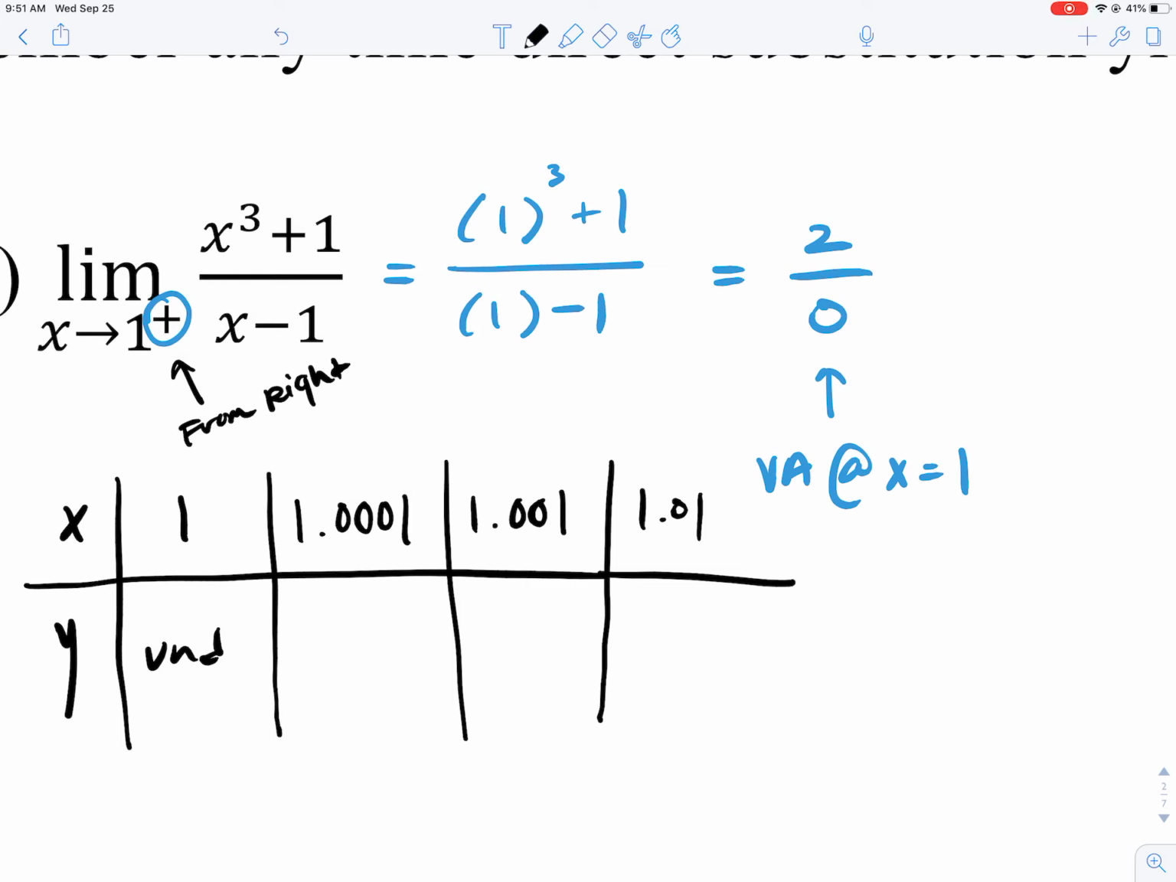1.0001 gives me 20,003. 1.001 would give me 2003. And 1.01 gives me 203.03.